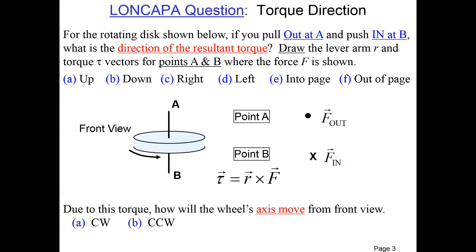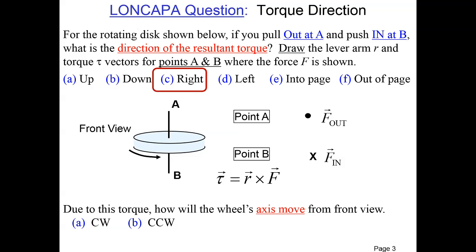Now we pull out at the top handle A and push in at the bottom handle B. So what torque did we apply? Well, if we take point A, then the radius points up, the force points out of the page, so the torque points to the right. If you take point B, then the radius points down, the force is into the page, and so once again, the torque points to the right. So the torque is to the right here.